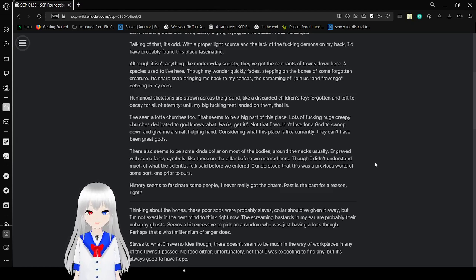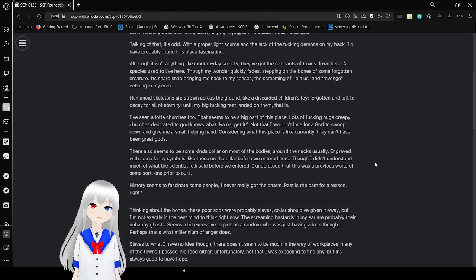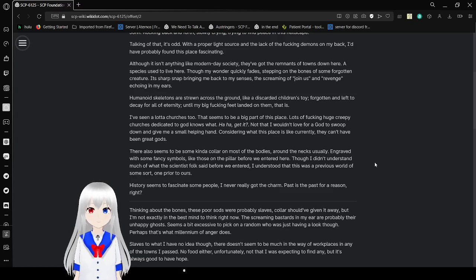Humanoid skeletons are strewn across the ground, like a discarded children's toy, forgotten and left to decay for all of eternity, until my big fucking feet land on them, that is. I've seen a lot of churches, too. That seems to be a big part of this place. Lots of fucking huge, creepy churches dedicated to God knows what.